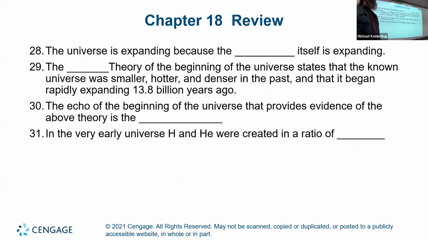The Big Bang theory of the universe states that the known universe was smaller, hotter, and denser in the past, and it began rapidly expanding about 13.8 billion years ago. And the echo of the beginning of the universe that provides evidence of the above theory is the cosmic microwave background. And in the very early universe, hydrogen and helium were crafted in a ratio of 3:1.